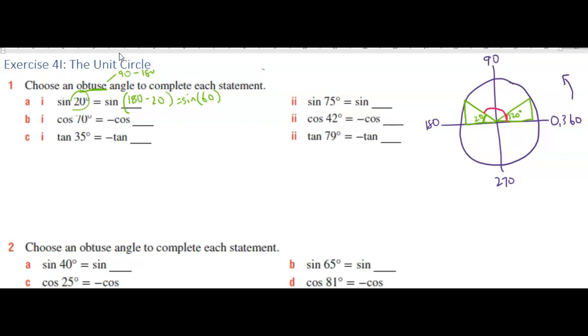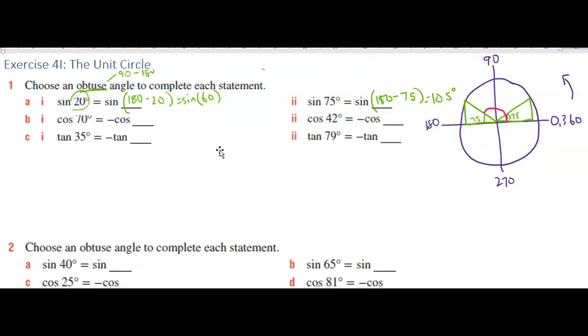If we were to do the next one, sine 75, the only thing that has changed is theta. So let's just rub that out. And our angle this time is 75. So sine 75 is the same as sine of 180 minus 75, which is 105. All right.